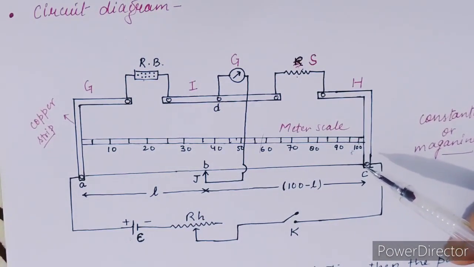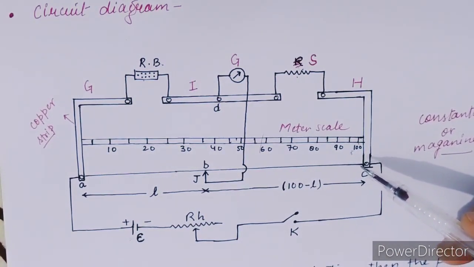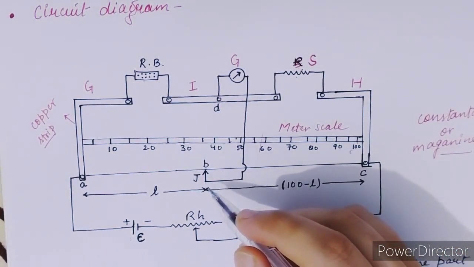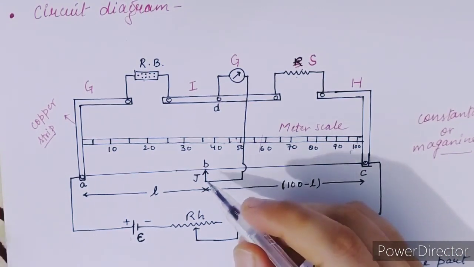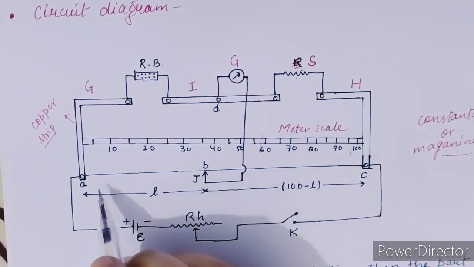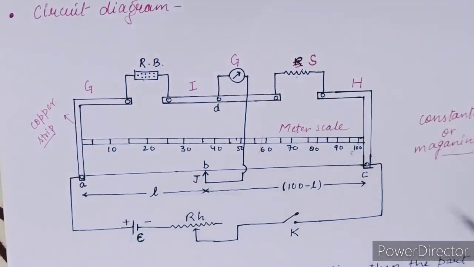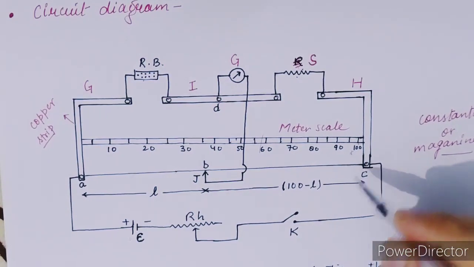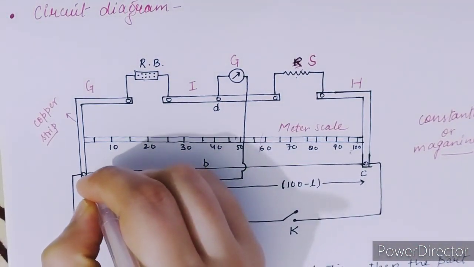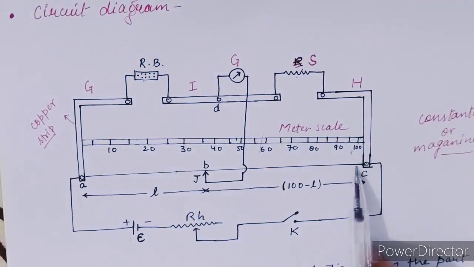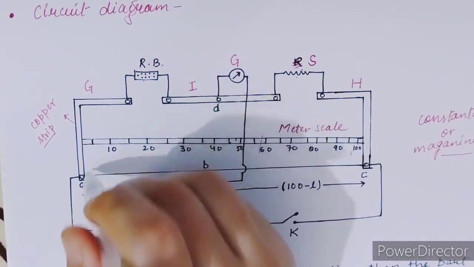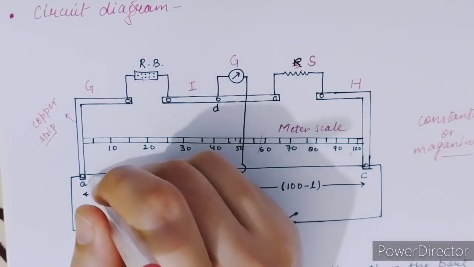Now, if you want to check the correctness of the connections, hold the jockey first near the end A of the meter bridge wire, and then near the end C. First of all, you have to pick the jockey and keep it near the end of point A, then at the end of point C. You have to put the jockey perpendicular to the wire.